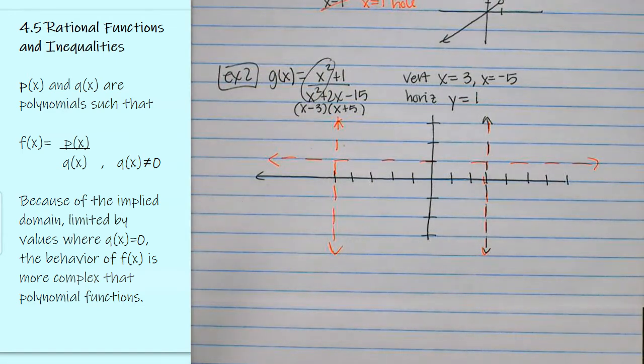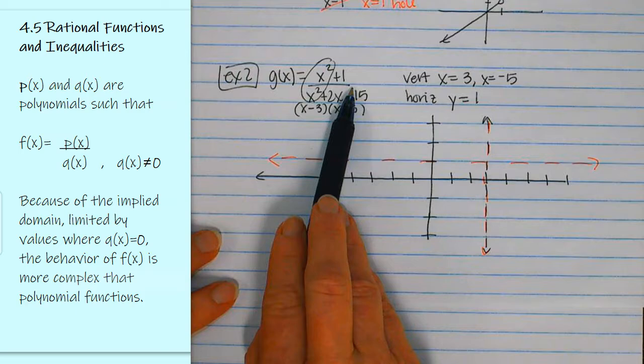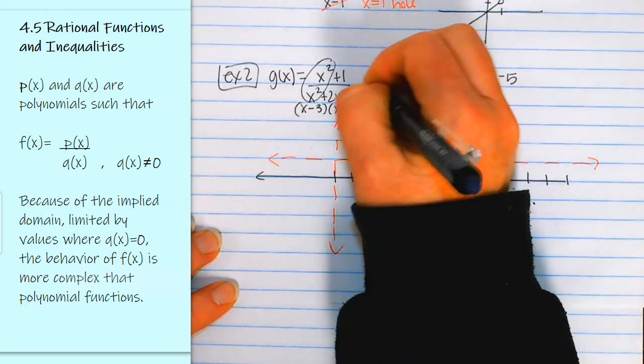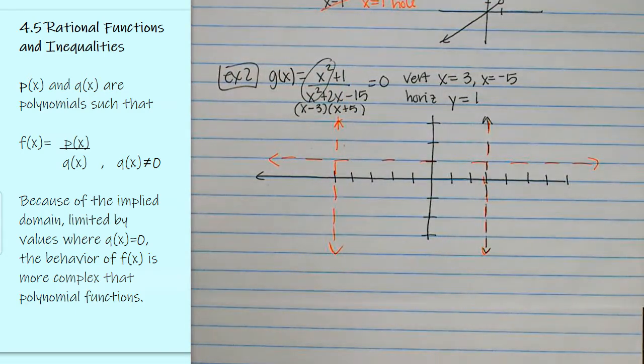So does this ever equal 0? If we take this and set it equal to 0, what do we solve? We're looking at a ratio. In order for a fraction to be 0, we can't have 0 in the denominator. It has to be 0 in the numerator.